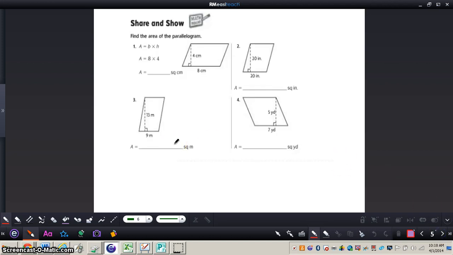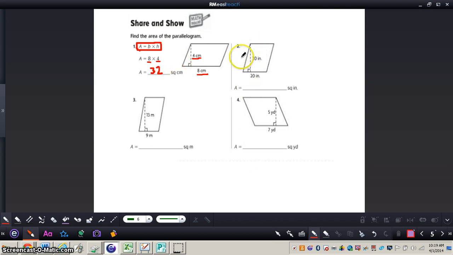Let's jump over to page 282. Let's do some problems together. So finding the area of the parallelogram, here's the formula. A equals B times H. Area equals base times height. You always want to write that out. And then from here, you want to plug in your numbers. The base, we can see, is 8. The height is 4. We have 8 times 4. So the area is 32 square centimeters. And whenever we're dealing with area, it's always square units. That's why it's square centimeters. Volume, cubic units. Area, square units.